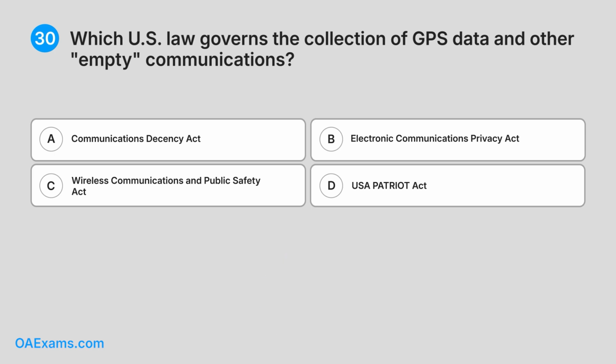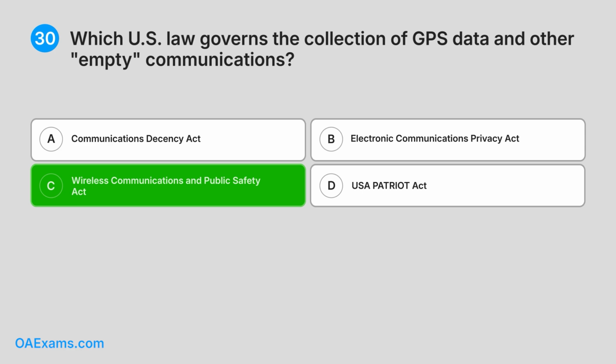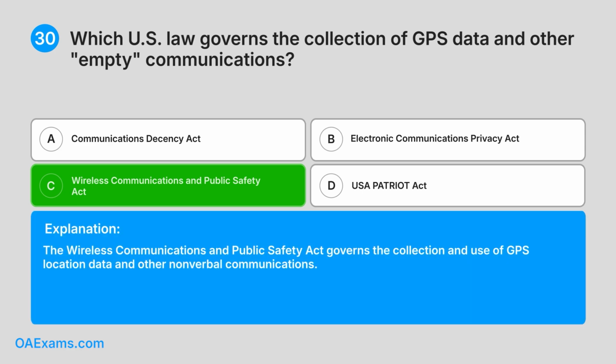Correct answer. C. Wireless Communications and Public Safety Act. Explanation. The Wireless Communications and Public Safety Act governs the collection and use of GPS location data and other nonverbal communications.